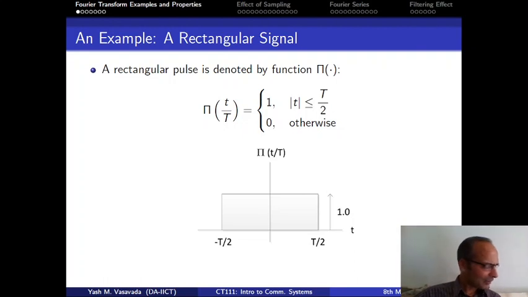We have seen the rectangular pulse earlier. If you recall, when we did the pulse shaping examples, remember that time we did rectangular pulse, triangular pulse, and then we also had square root raised cosine and raised cosine pulses. So the rectangular pulse is something that we have seen earlier in our convolution examples. Now let us try to understand the Fourier transformation of this rectangular pulse.